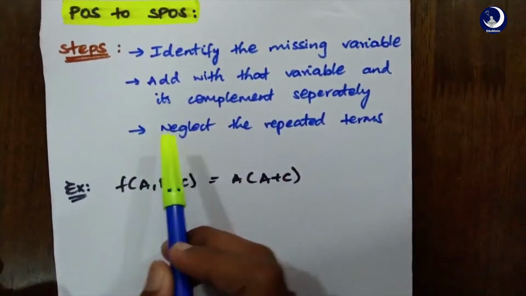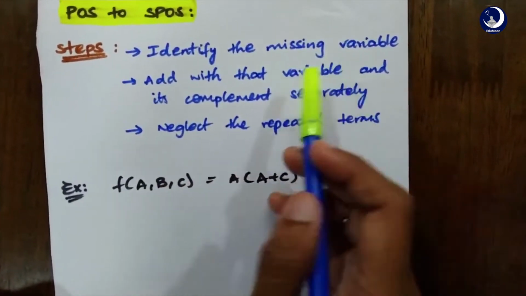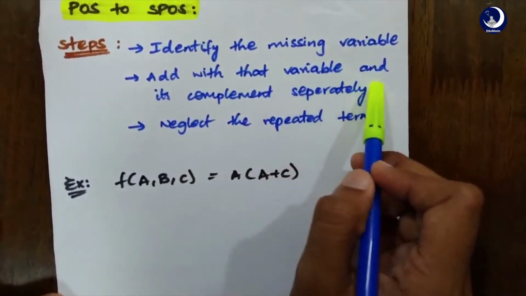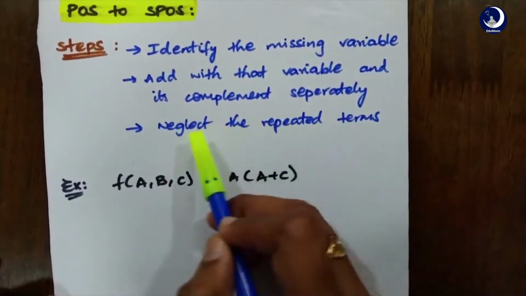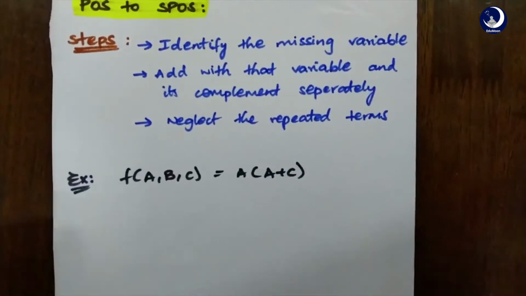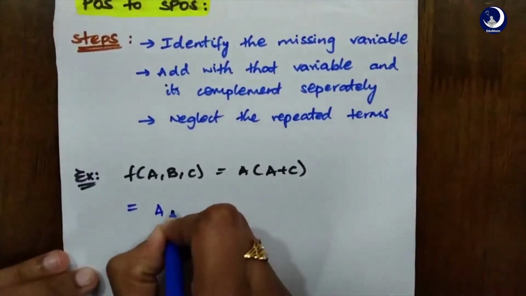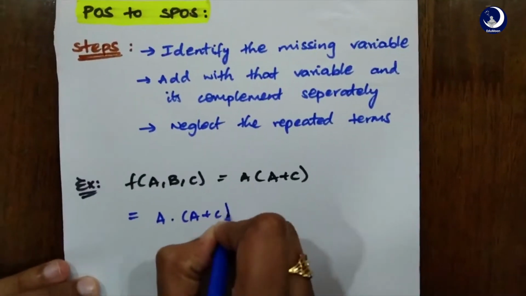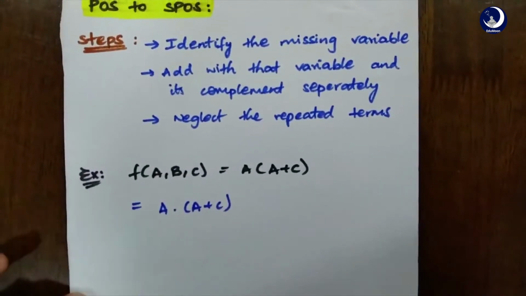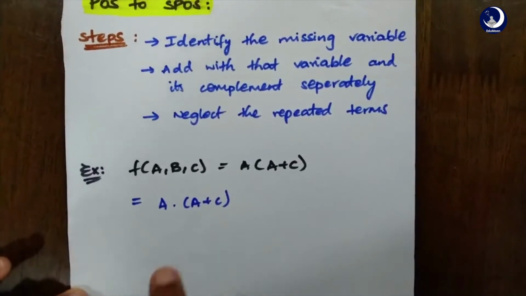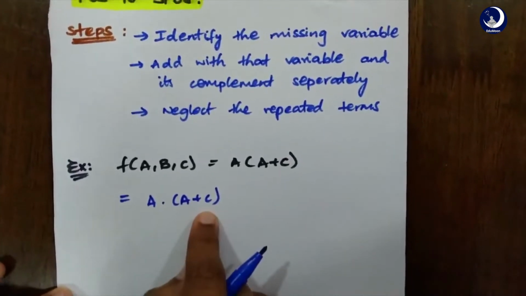Let's look at the steps. Identify the missing variable. Add with that variable and its complement separately. Neglect the repeated terms. Now, let's look at the example. We have A into A plus C. In this one, we have B and C missing. And in this one, we have B missing.